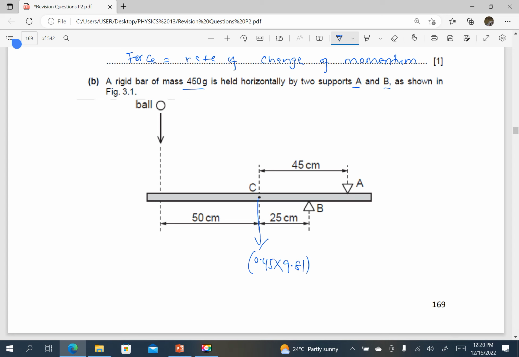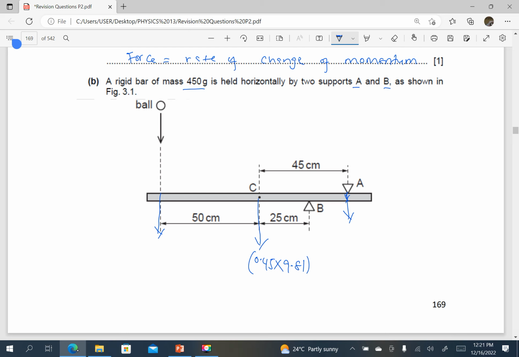So we want to find the force exerted on the bar by support A. The force exerted on the bar by support A is downwards. So we are going to take moments. Let's take moments about B. The force exerted by A is downwards, and the force exerted by the ball is also going to be downwards.